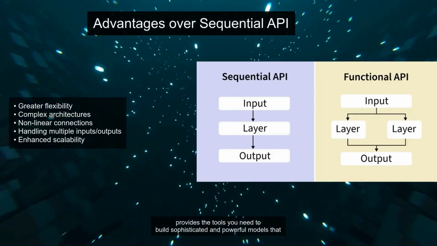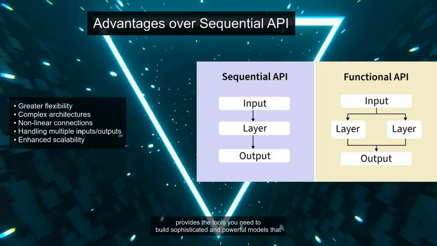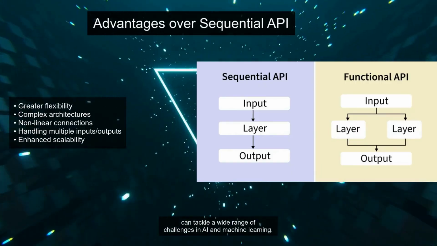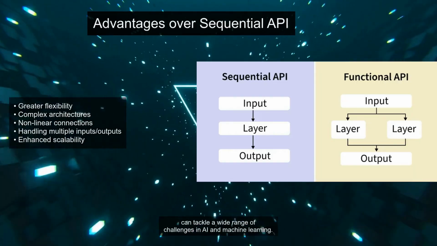Overall, the Keras Functional API provides the tools you need to build sophisticated and powerful models that can tackle a wide range of challenges in AI and machine learning.